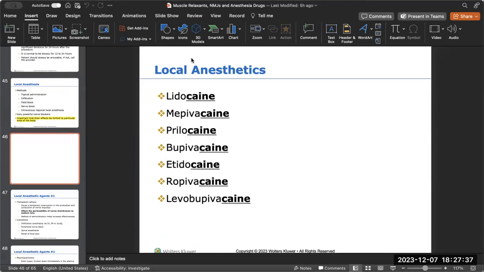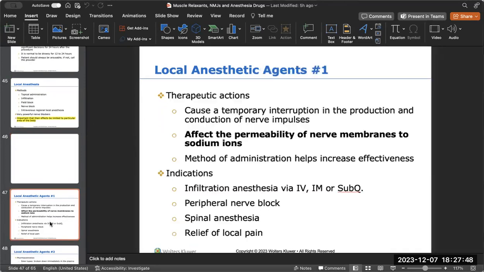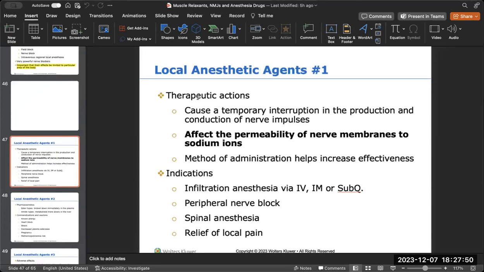All of them end in caine. So the local anesthetics, lidocaine, prilocaine, all of these, you're definitely going to be able to recognize a local anesthetic very easily. But what do they do? Well, actually, these affect those sodium ions. Sodium is another one that affects the permeability of nerve membranes. So we have to watch out for electrolyte problems, especially if they're taking one of these local anesthetics, because they affect sodium. And by doing so, they interrupt the production and conduction of nerve impulses.